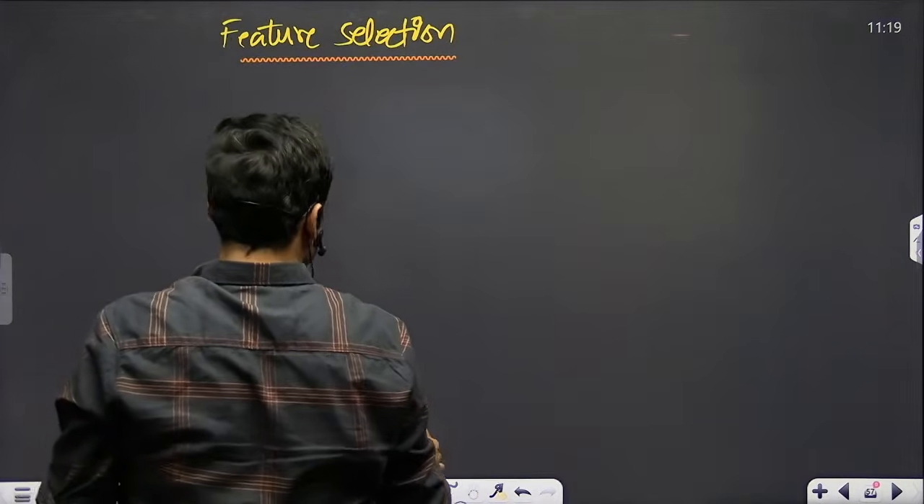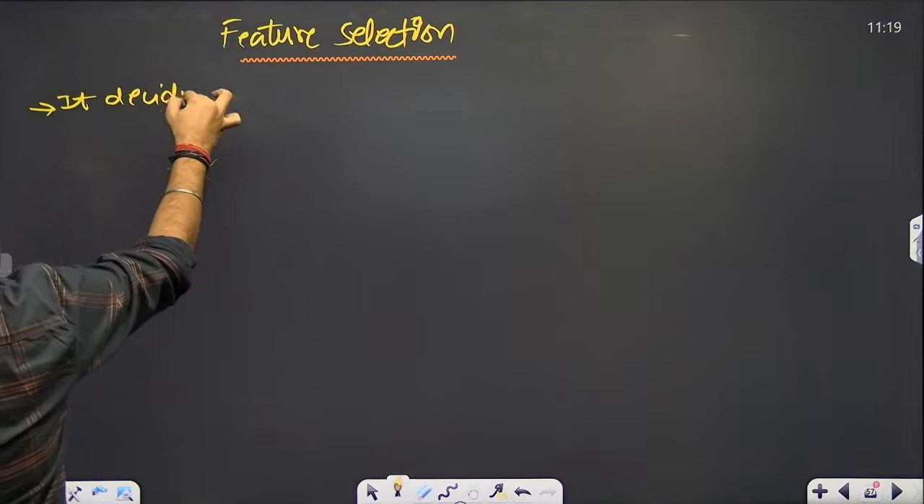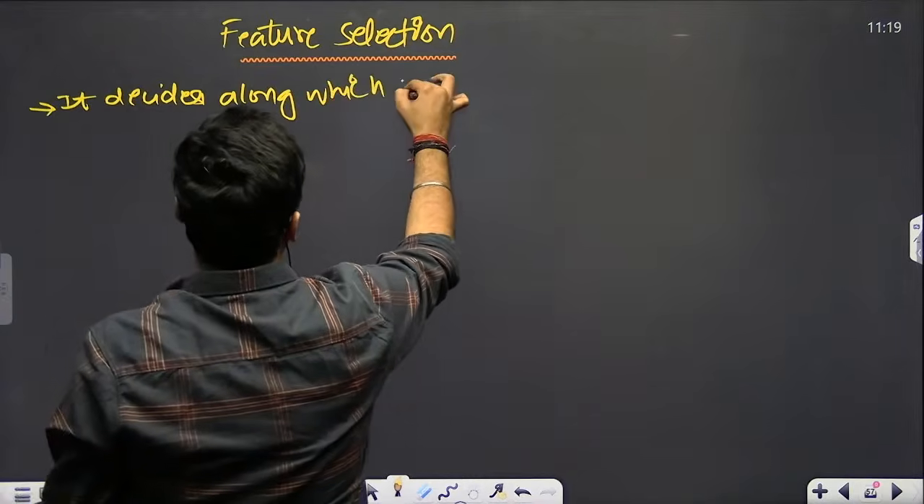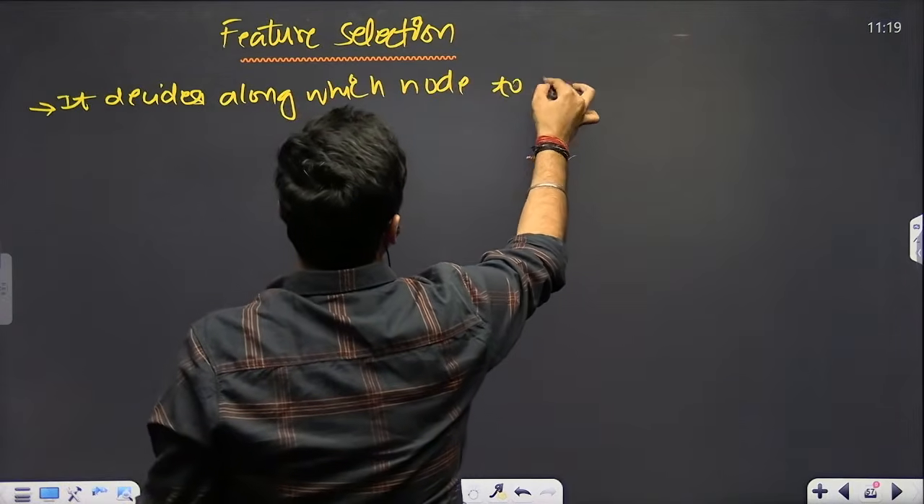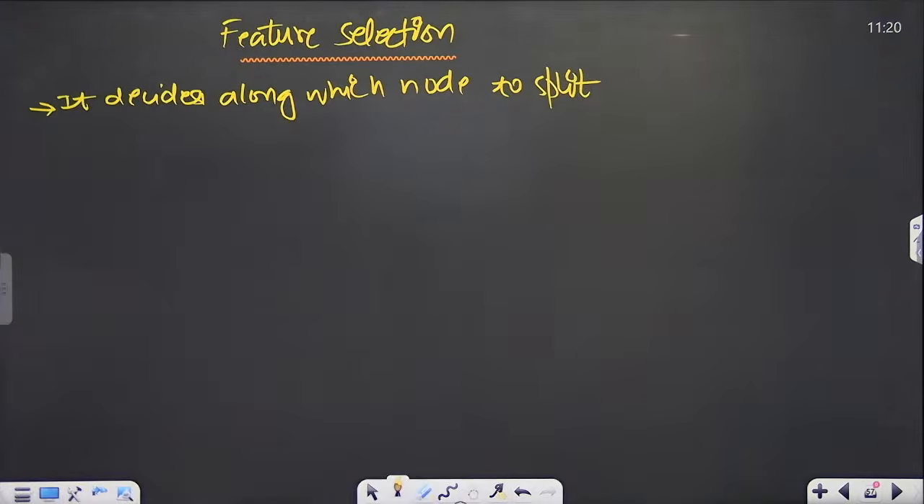So what exactly is feature selection? It decides along which node to split. What should be the first best split node in the training data set?